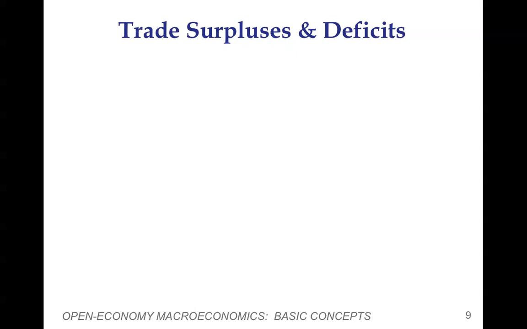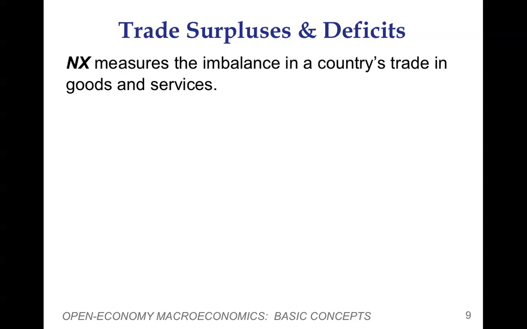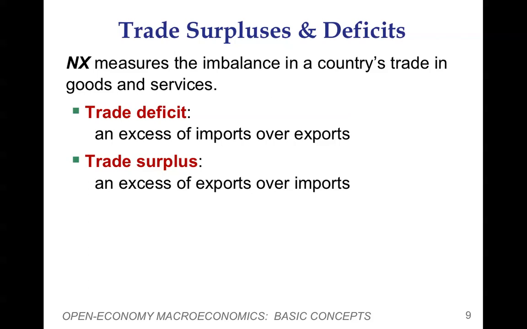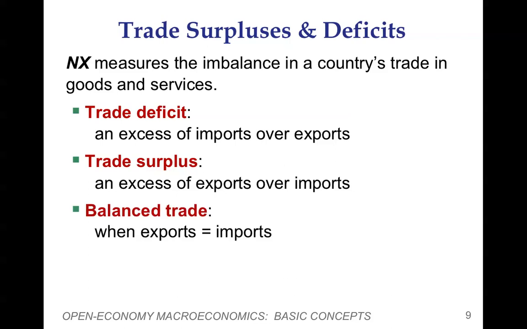Okay, trade surpluses and deficits. NX measures the imbalance of a country's trade in goods and services. A trade deficit is an excess of imports over exports. A trade surplus is an excess of exports over imports. If it's a trade deficit, then NX is going to be negative. If it's a surplus, NX is going to be positive. With balanced trade, exports are equal to imports. Generally, we don't have exactly balanced trade. It's either going to be some kind of deficit or some kind of surplus.